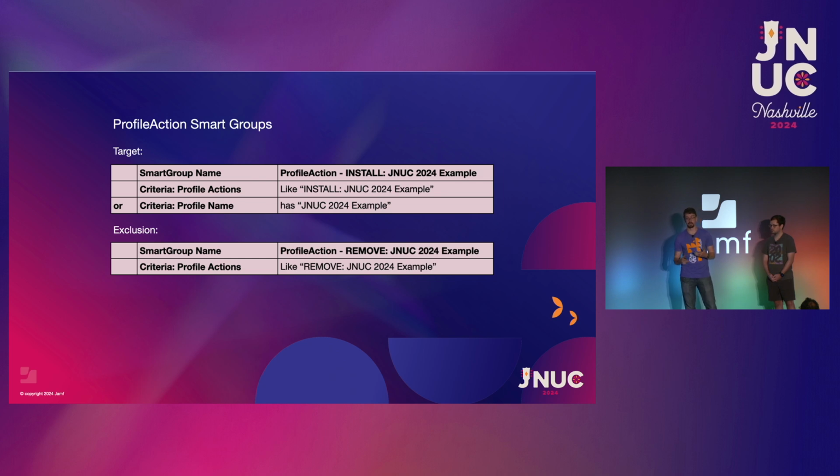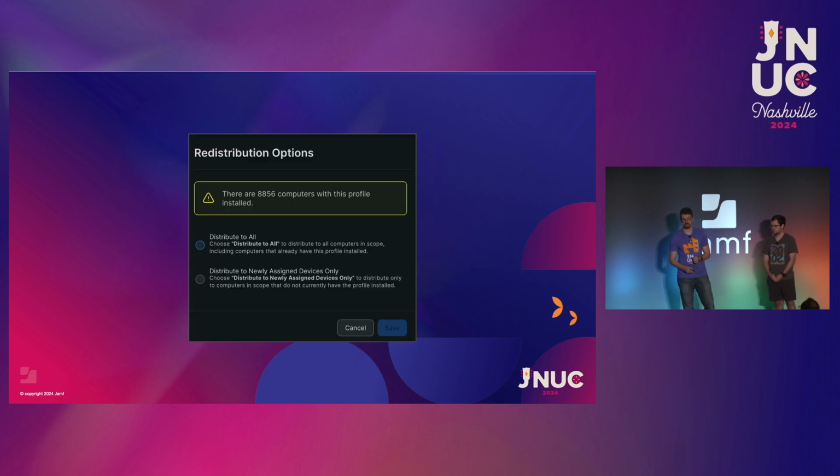And then we create a smart group to remove the profile, and the criteria is if the profile actions has the remove command. And then we add the install group to the scope, and the remove group to the exclusions. And now you can script installing your profiles. So when should you use this?